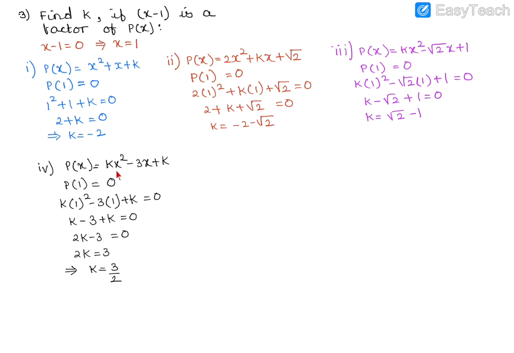In the fourth one, for all of them they are asking the same condition: is x minus 1 a factor? So I put x is equal to 1 and see, this k plus k is 2k minus 3. So I shift 3 to the right hand side and I get k is equal to 3 by 2.